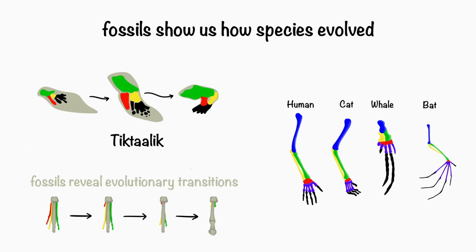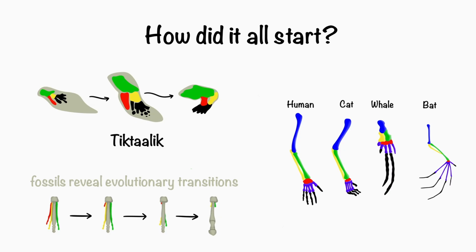Fossils give us crucial information about how living things have changed as life has developed on Earth over millions of years. By comparing fossils from different time periods, scientists can track how species have evolved. However, despite all we've learned from fossils, there's still a major mystery. How did life begin on Earth?